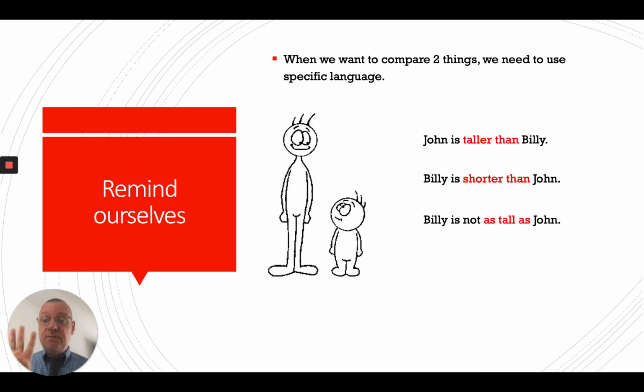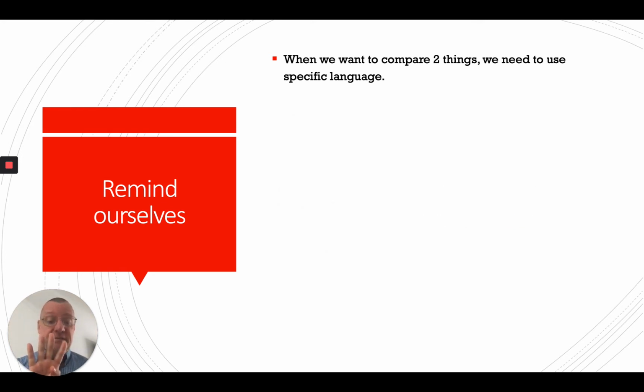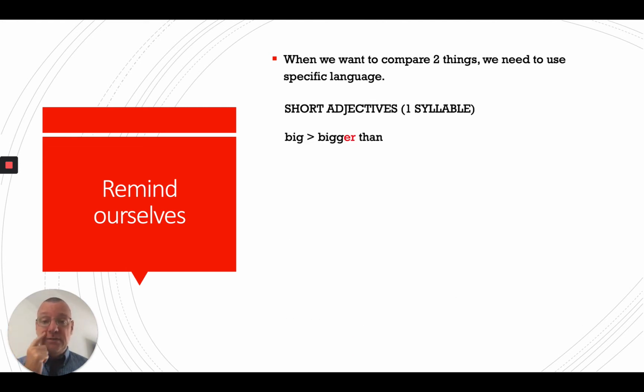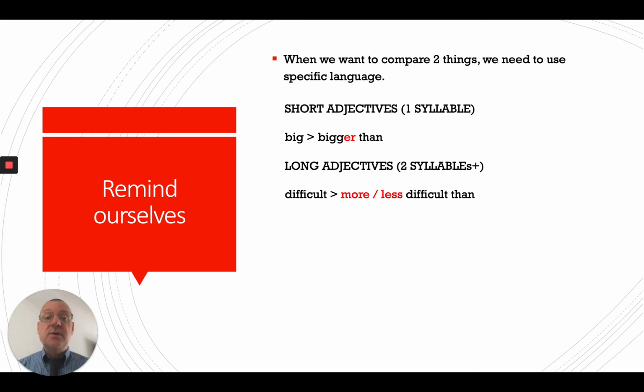Let's remind ourselves of the 4 rules of comparative adjectives. Well, firstly, we've got the short adjectives. So those adjectives with one sound, one syllable, like big becomes bigger, tall, taller, short, shorter. So these short adjectives. Then we have the long adjectives. Those are the ones with 2 syllables or more, like in the example here, difficult. It's got 3 syllables, difficult. And we use more or less with the adjective to make the comparison. So English is more difficult than Arabic.